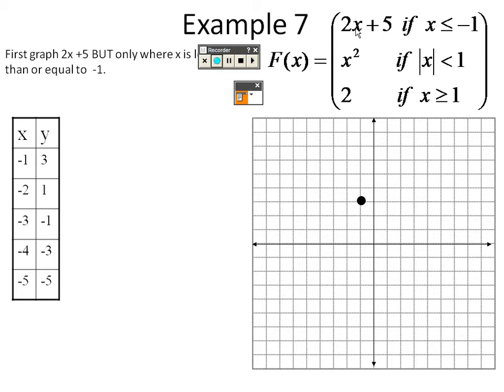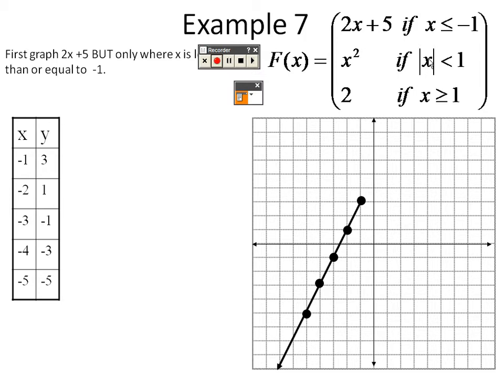So I plug in a -1, I got 3, so there's -1, 3. Plugged in a -2, I got 1, so -2, 1. Plugged in a -3, and I got -1. Okay, and we get the idea, and there's the graph, only from there to there.